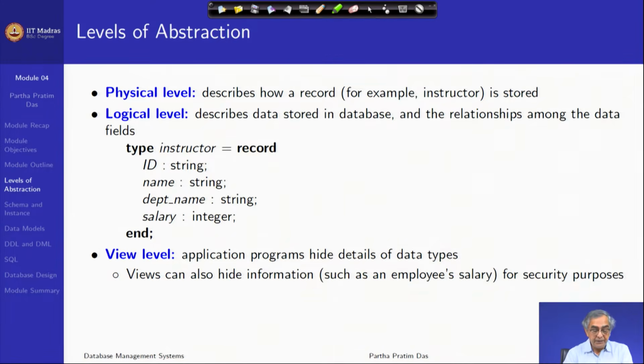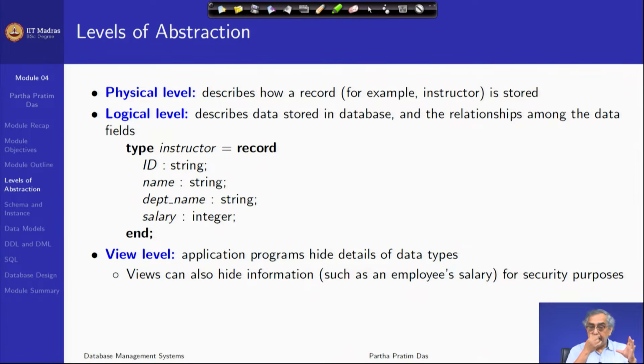Logical level describes data stored in the database and the relationships. Compared to physical, which is more like bits and bytes and organizations, logical talks about the basic abstraction of the data. For example, what is an instructor? An instructor is a record. What is a record? A record is a collection of multiple fields. What are fields? These are attributes which are of the same type and specific values can be kept.